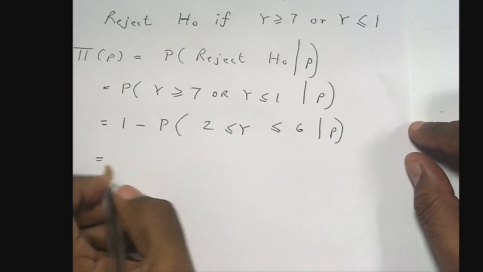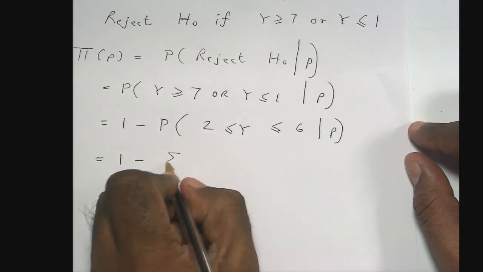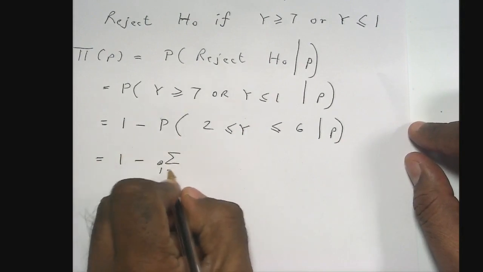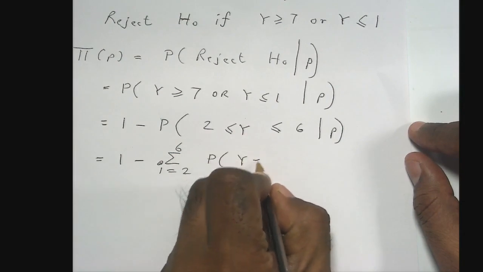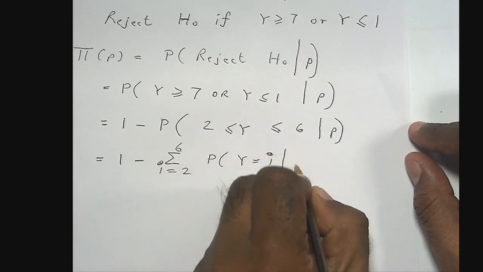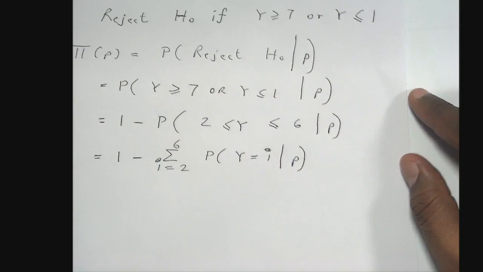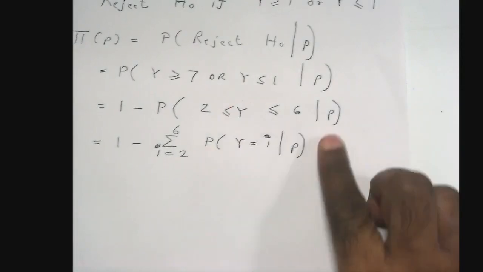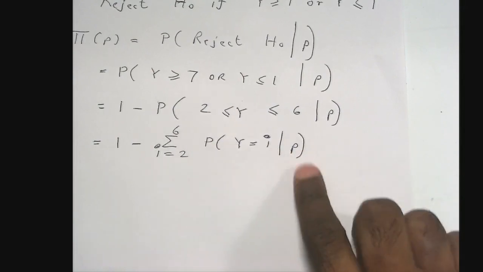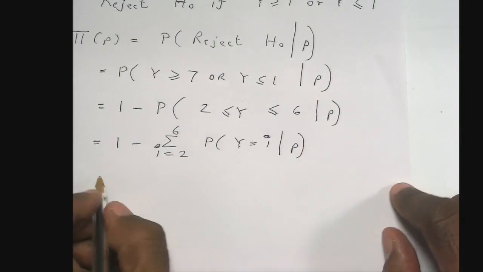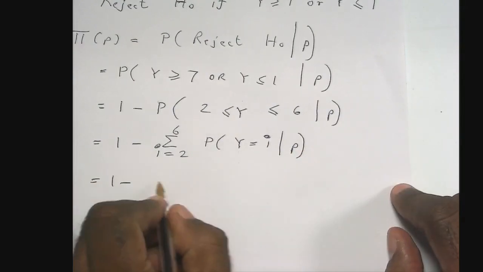Now this is the same as saying this, guys. If y is between 2 and 6, it can take 2, 3, 4, 5, or 6. So it is the sum over i from 2 to 6 of this.